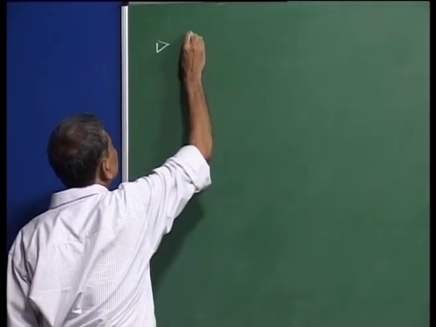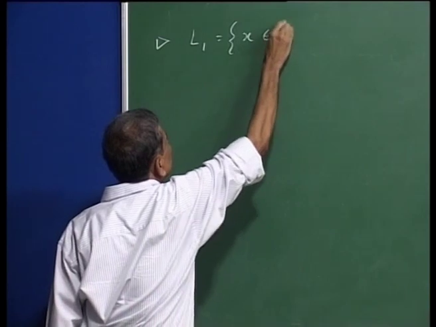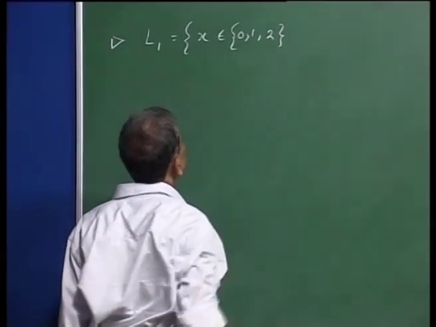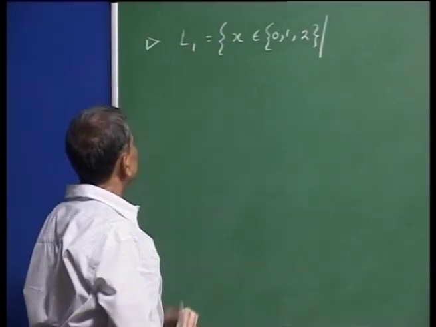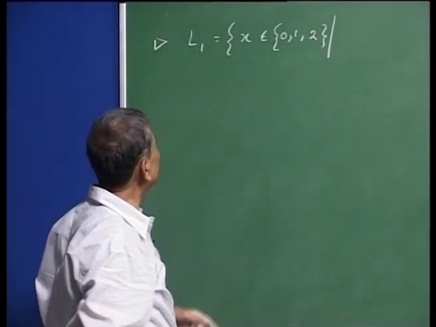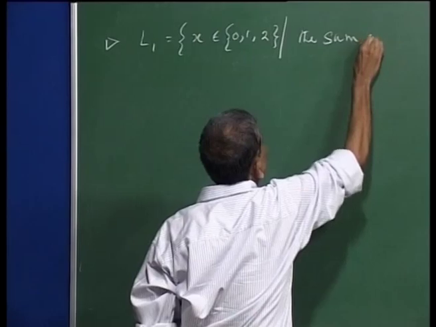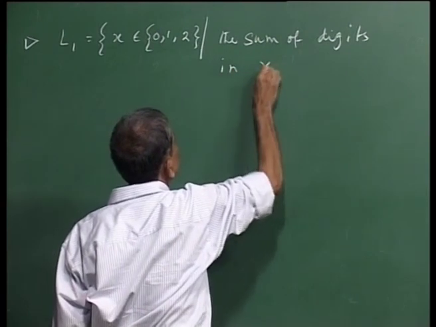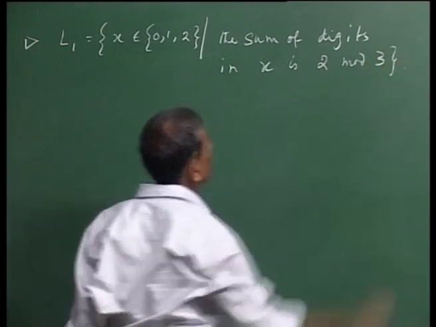So, let us take this. Suppose I have this language L1, which are strings over 0, 1 and 2, and what I want is to define all those x's to be in L1 if and only if the sum of digits in x is 2 mod 3. Okay.